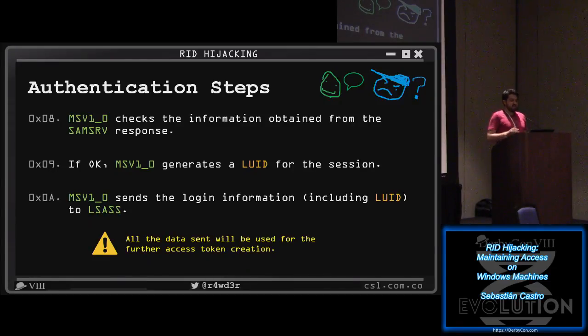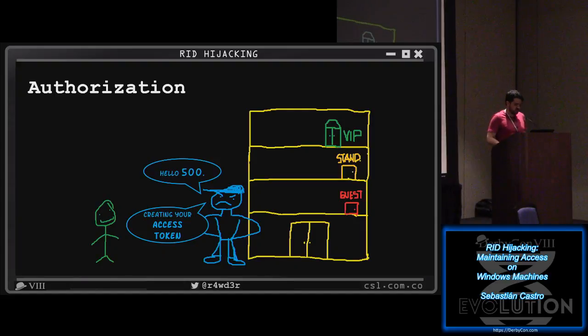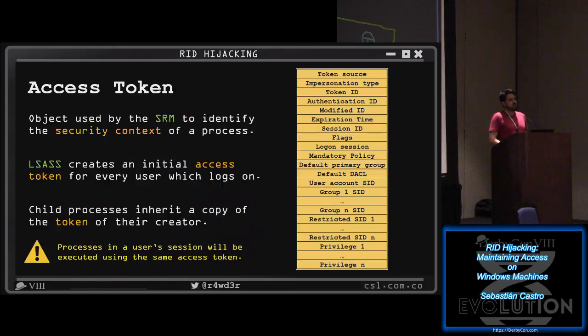If it is OK, it generates another identifier called LUID for the current session and sends back the logon information to LSASS, including this new identifier. All this data will be used by the security reference monitor to define the security context of the user. So we will see that in short. Now that everything is OK, the Windows security subsystem proceeds to create the access token for the recently authenticated user.